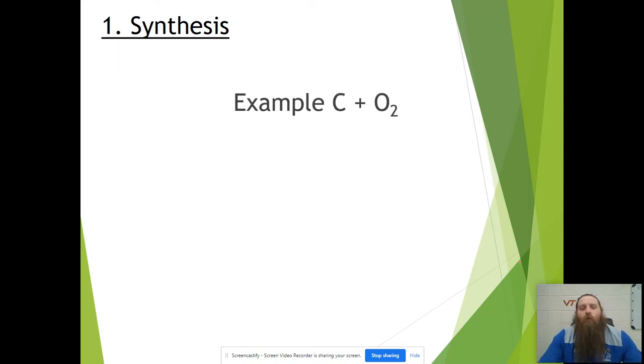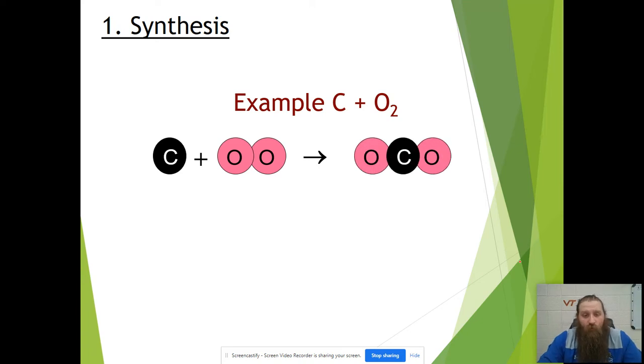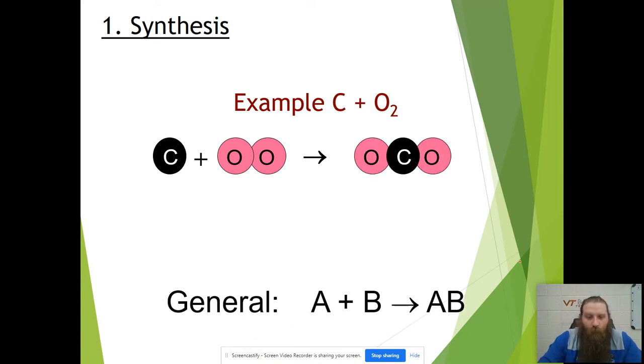Let's look at synthesis. So here's a great example of synthesis. Carbon and oxygen is going to react, and this is a synthesis reaction, so I can predict that I'm going to make a single product, right? I have 2 reactants. I'm going to synthesize them together to make one product. In this case, it's going to be CO2, carbon dioxide. The general form for a synthesis reaction is A plus B yields AB.